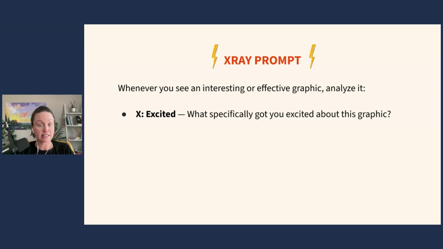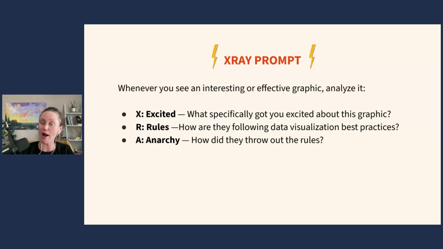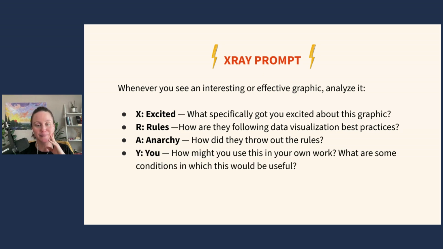Think X, this is my X-ray prompt from my book, X, excited. What specifically got me excited about this graphic? Rules. How do I think they're following dataviz best practices? And maybe I don't really know many best practices at this point. That's okay. Just what do you think they're doing right here? Anarchy. How did they throw out the rules? What do you think? What risks do you think they're taking with this visualization? And then how might you use this in your own work? What are some conditions in which whatever things you found would be useful?